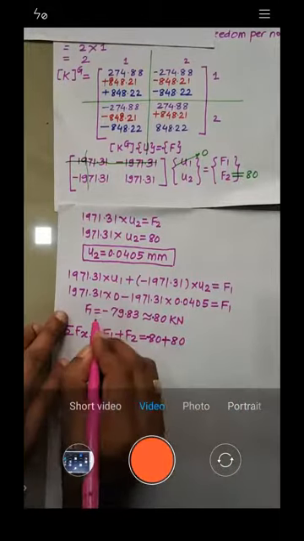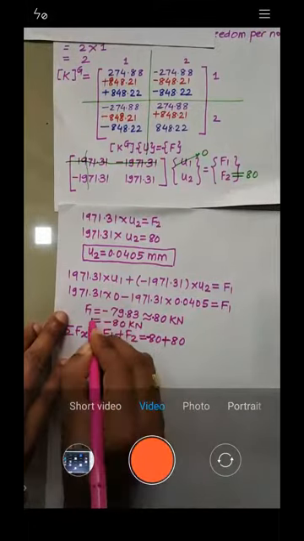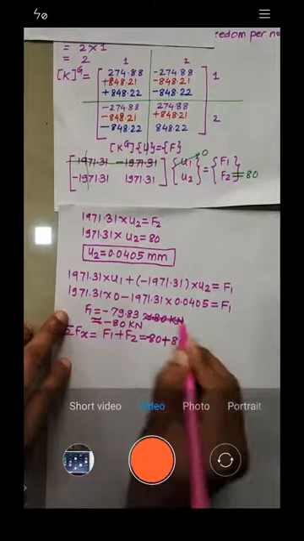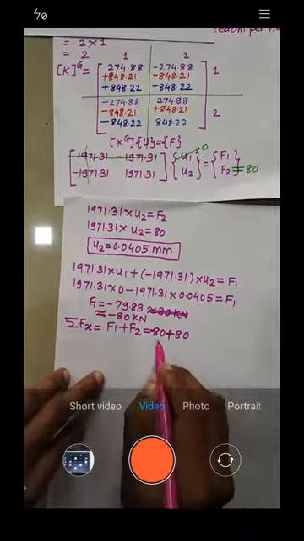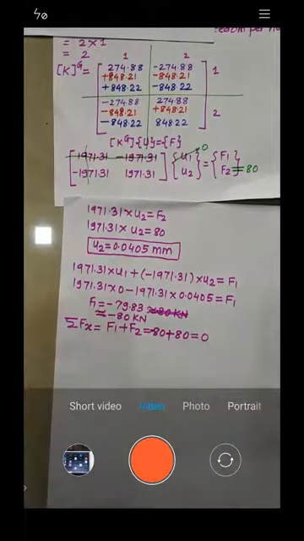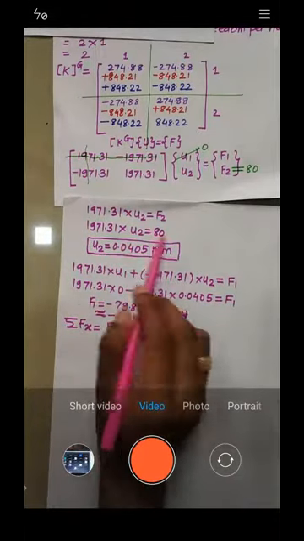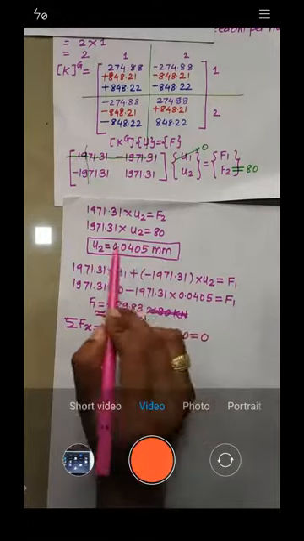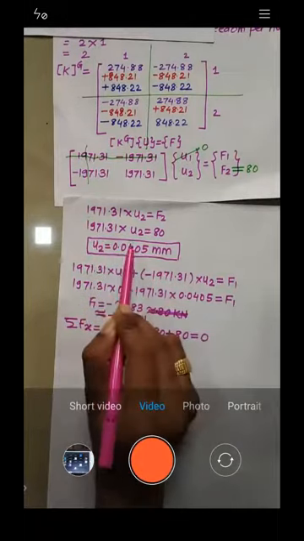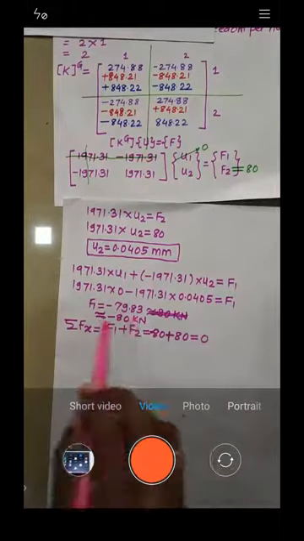So the summation of forces comes out to be 0. That means whatever value of displacement I got is correct, because only when you have the correct value of displacement will the reactions be correct, and only then will the summation of forces tend to 0. So this is how it works, right?